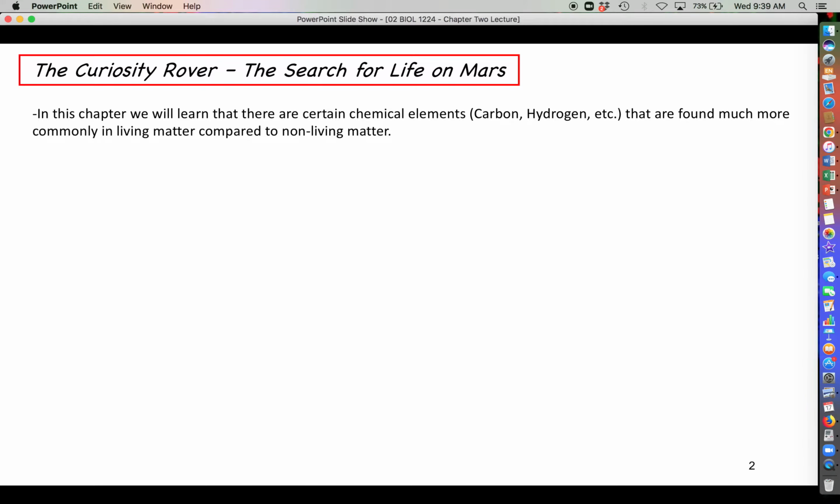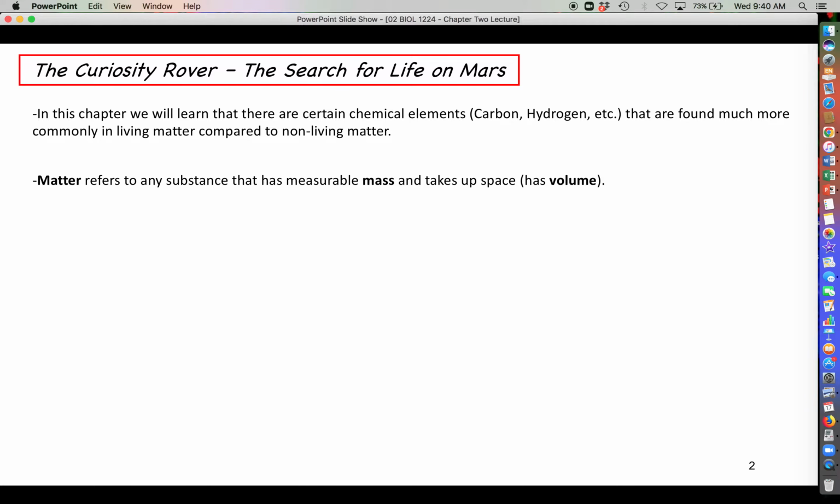So we have a conception after reviewing Chapter 1 of some things are alive and some things are not alive, right? So we're really going to start learning that there are certain chemical elements like carbon and hydrogen and oxygen that tend to be found in much greater proportions in living matter when you compare it to non-living matter. So even if you come to the conclusion that your cells and your body are made of atoms just like your table is made of atoms, we'll find that they are made of different kinds of atoms.